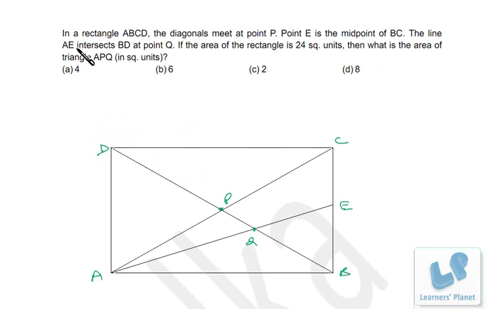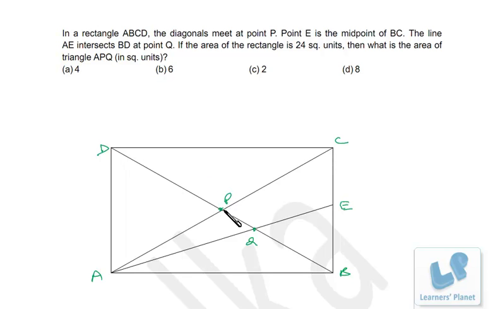Now this problem: in a rectangle ABCD, the diagonals meet at point P. Point E is the midpoint of BC. The line AE intersects BD at point Q. If the area of the rectangle is 24 square units, what is the area of triangle APQ? A very simple problem, friends.